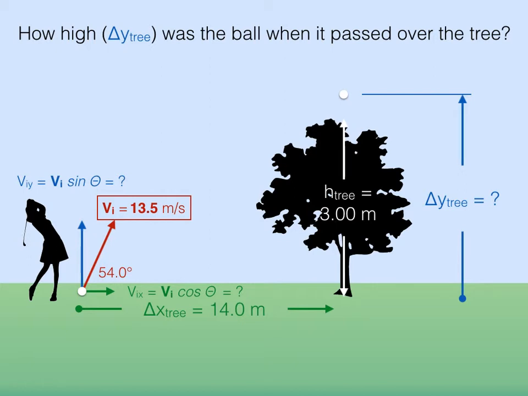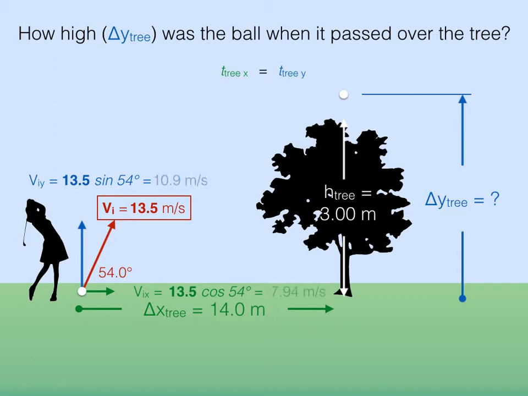We now can solve for our initial velocity in the y direction. I made that pop right there. Because we have the initial velocity coming off the club, we do know our initial velocity in the x direction. That's 13.5 times cosine of 54. But we can also find our initial velocity in the y direction, which is 13.5 times the sine of 54. Both of these directions now we can get initial velocities.